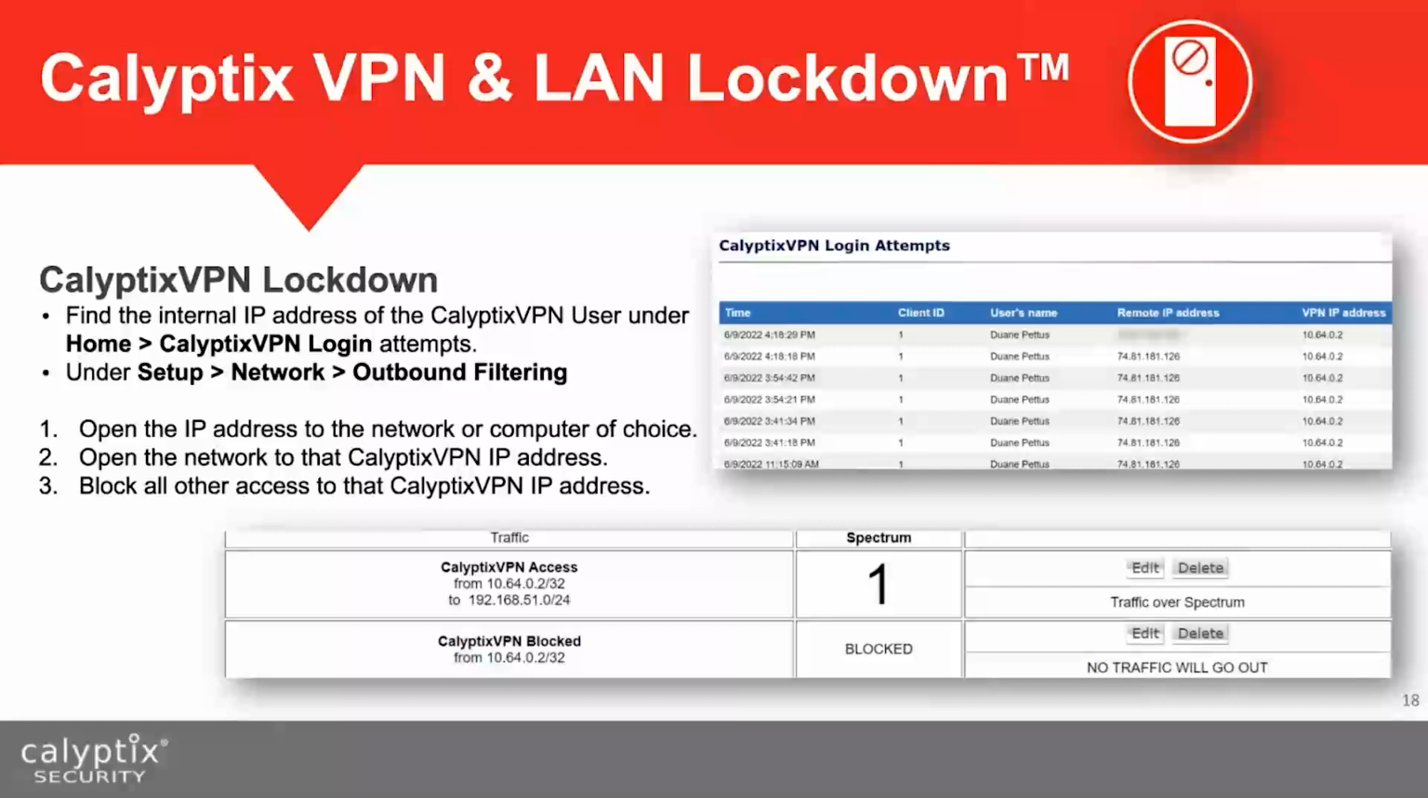And you can find out the IP address of each individual client by looking on the Calyptix VPN login attempts page. Once a person connects with their VPN client, they will always have the same IP address. So that's something you can be relied on. And those configurations are actually saved in the backup file and can be restored to newly replaced hardware or RMA devices. So those rules will always work because the IP addresses of Calyptix VPN clients won't change.